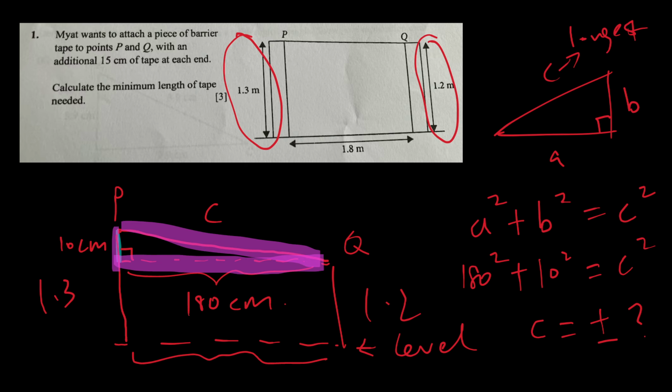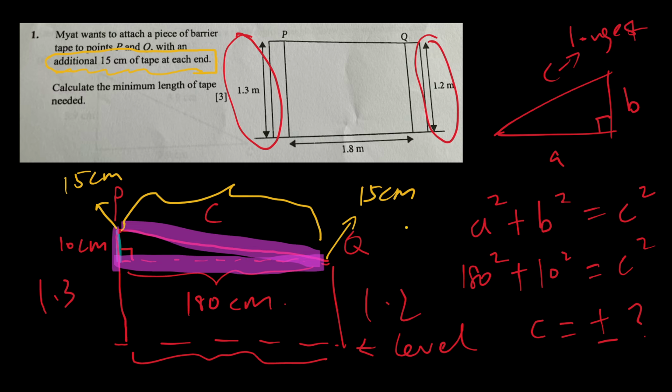Alright, but it says let me see, wants to attach a piece of barrier tape with an additional 15 cm tape at each end. So therefore, besides the C, which is this part, due to the requirement from the question, it needs to have an additional 15 cm of tape at each end. So this end you need another 15 cm, and then of course this end you need another 15 cm. So therefore you need an additional 30 cm on top of the C, right? The whole thing.